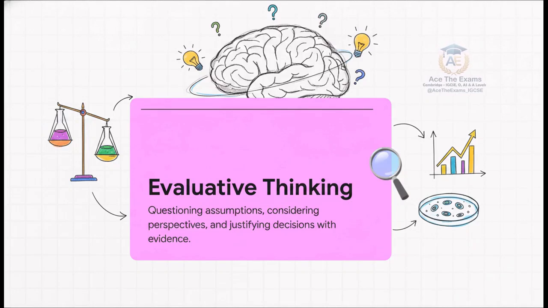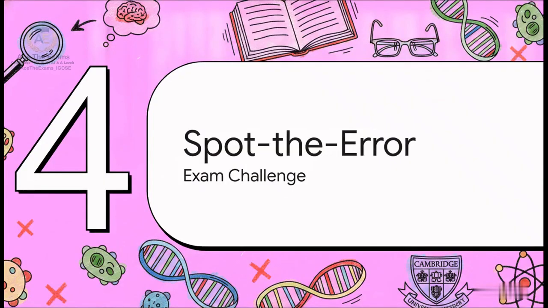Higher order assessment in topic 8.3 demands that you move way beyond basic descriptive responses. You aren't just reciting facts like a textbook. You are evaluating alternatives, comparing experimental approaches, and writing justified conclusions based entirely on the evidence they put in front of you. Okay, let's jump to Section 4, the Spot the Error Challenge.